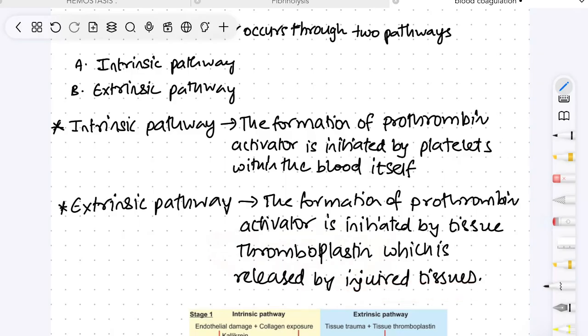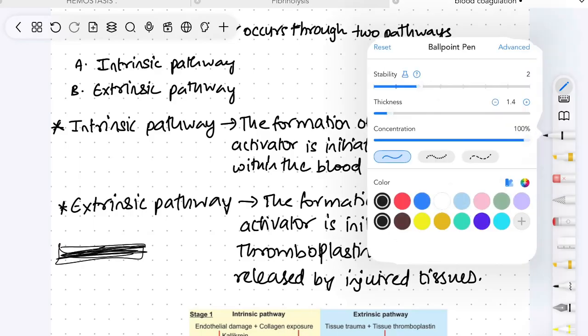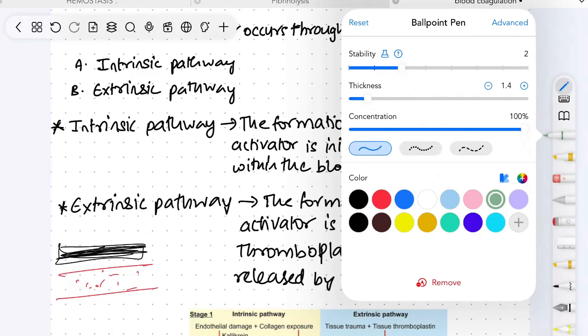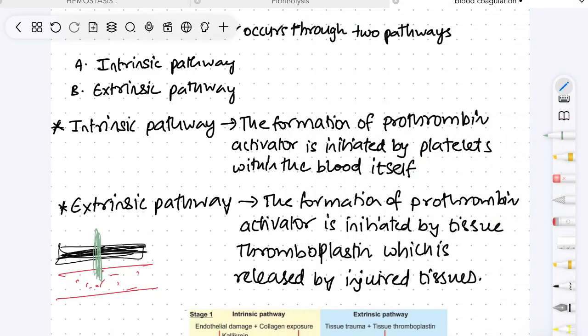Now suppose this is a tissue, and this is a blood vessel which supplies blood to this tissue, and blood has platelets, right? Now when there is an injury, along with the damage of tissue, there will be damage of the endothelial vessel also, along the blood vessel. Now thromboplastin is released by this tissue. Whereas the platelets activate the intrinsic pathway, this thromboplastin activates the extrinsic pathway.